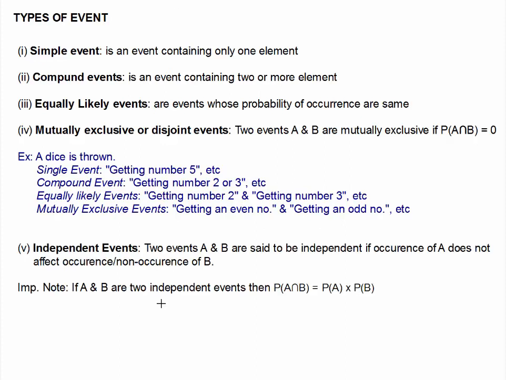Next is independent events. Two events A and B are said to be independent if occurrence of event A does not affect occurrence or non-occurrence of event B, meaning A and B are independent. Also, students must note here that if A and B are two independent events, then P of A intersection B equals P of A multiplied by P of B, meaning probability of simultaneous occurrence of independent events is equal to multiplication of their individual probabilities.